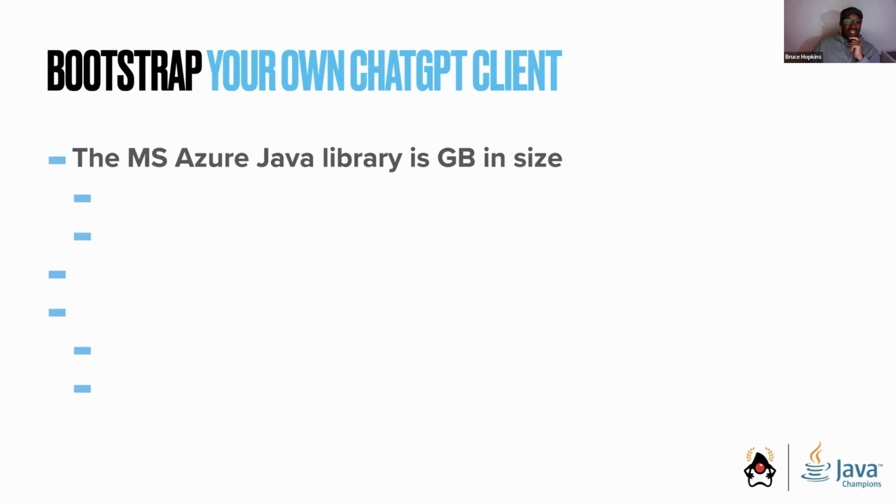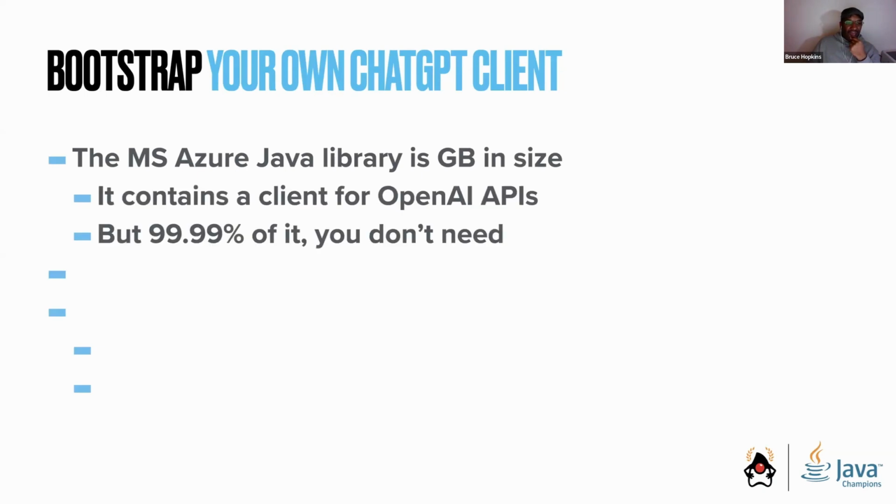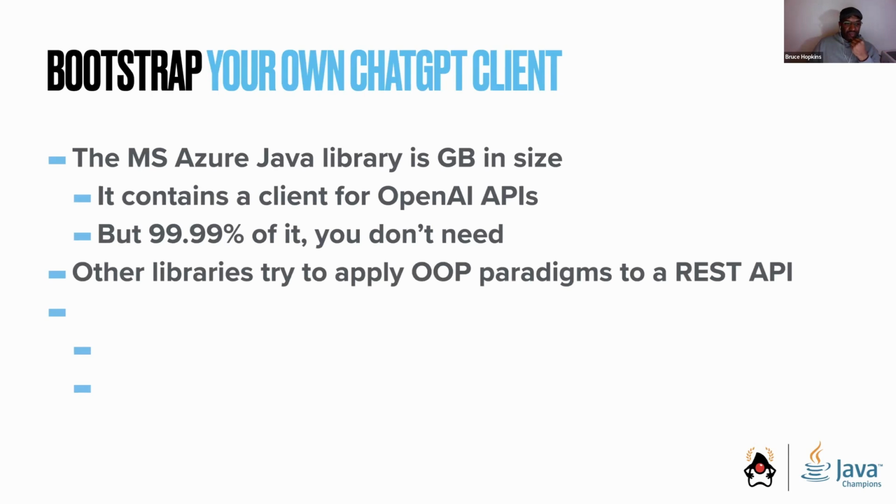Unfortunately, it's gigabytes in size. It contains a client for the OpenAI APIs, but unfortunately, when you're just trying out ChatGPT programmatically, 99.99% of it you don't need because it has everything bundled with Azure.